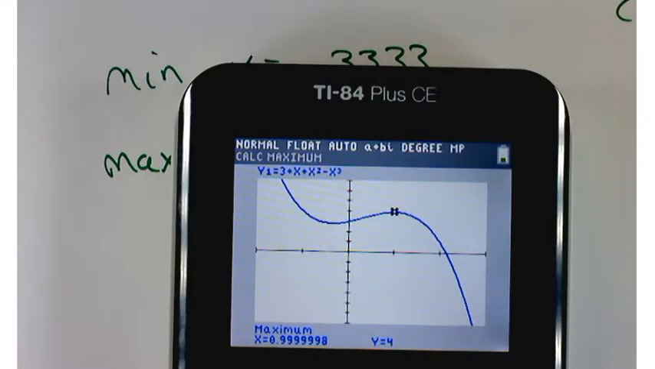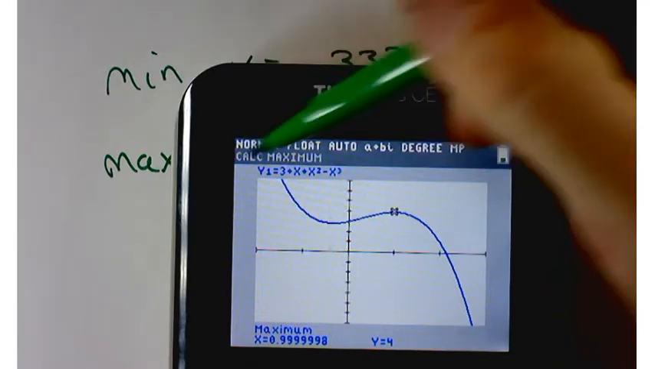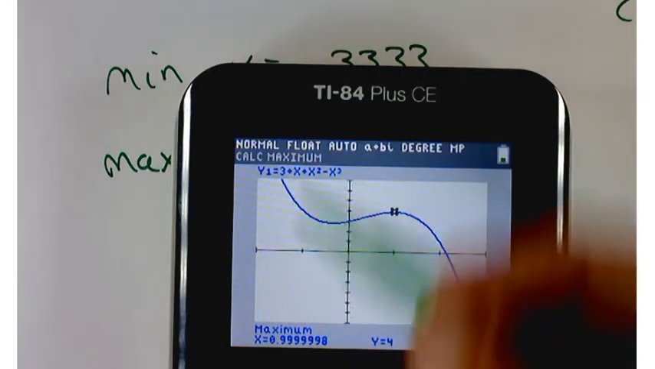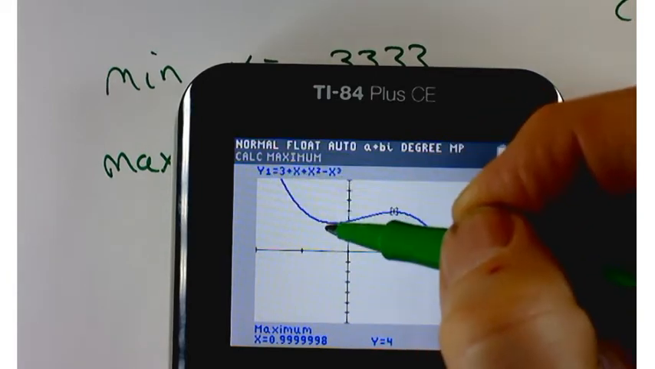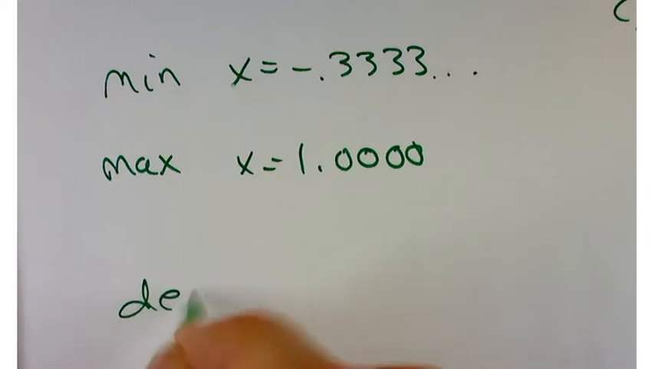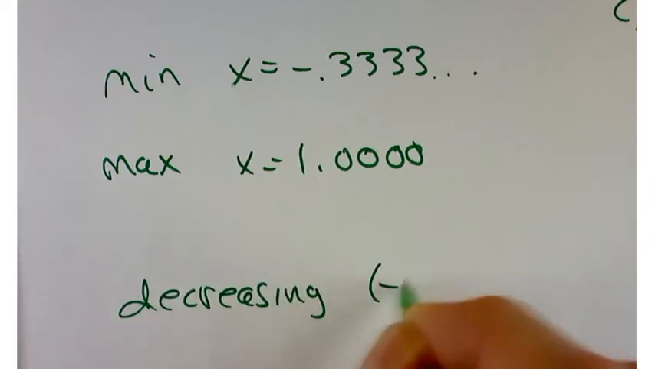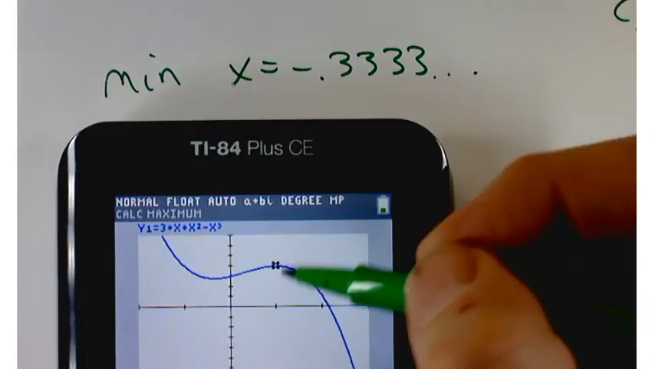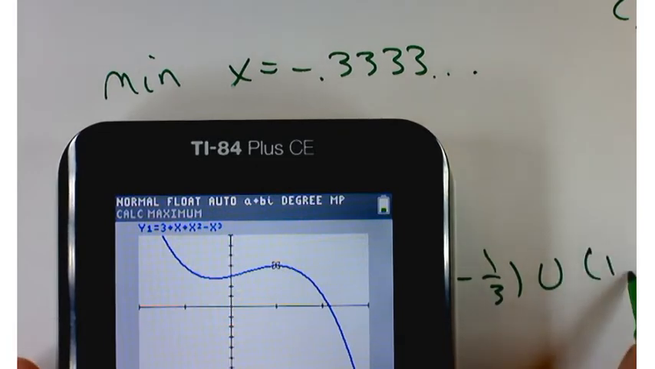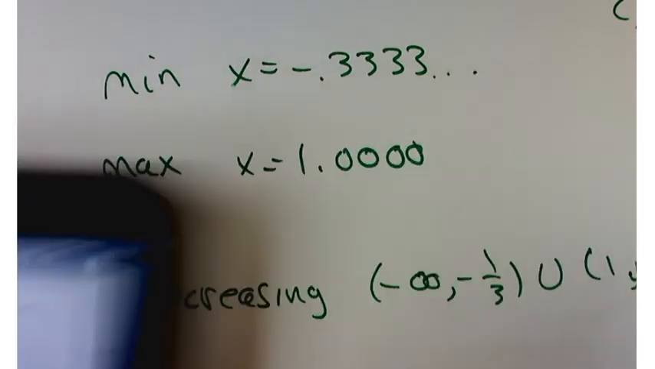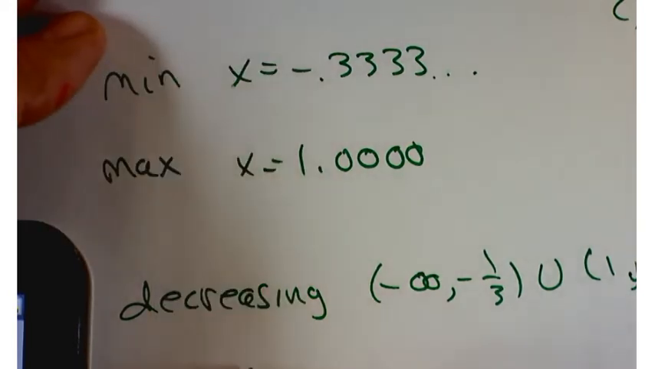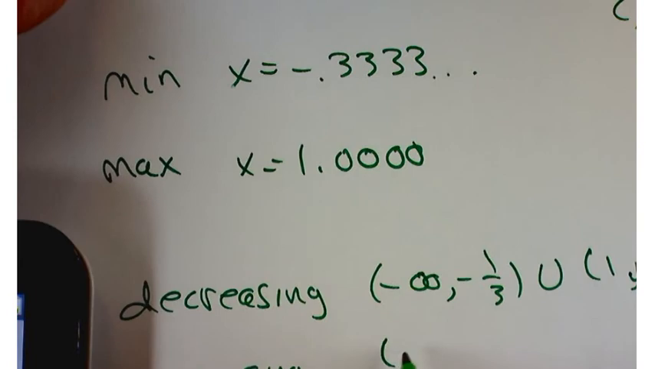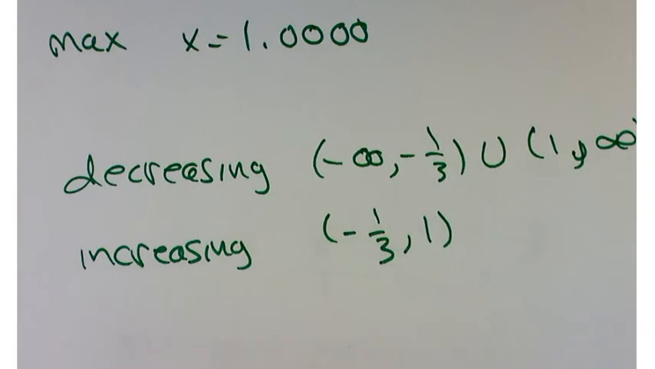With your min and max established, now we can figure out where it's decreasing and where it's increasing. It's decreasing from -infinity to -1/3, and from 1 to infinity. And it's increasing in between, so from -1/3 to 1 is where it's increasing. Whew. All right, well done.